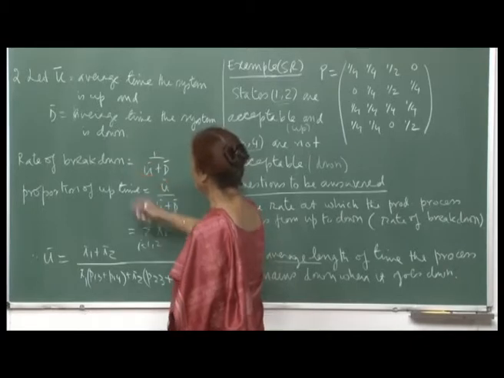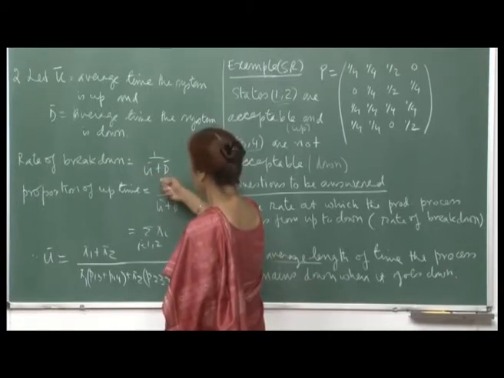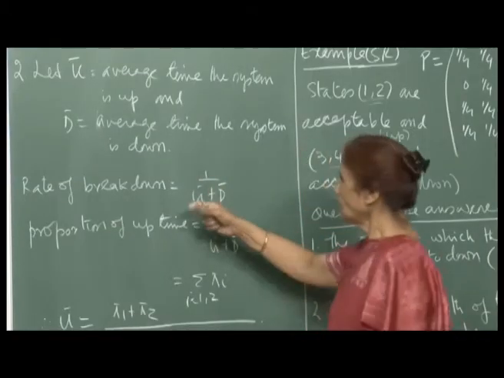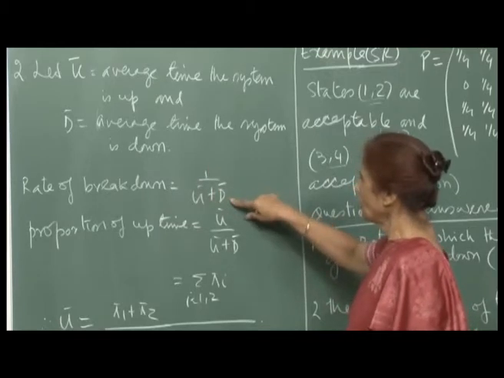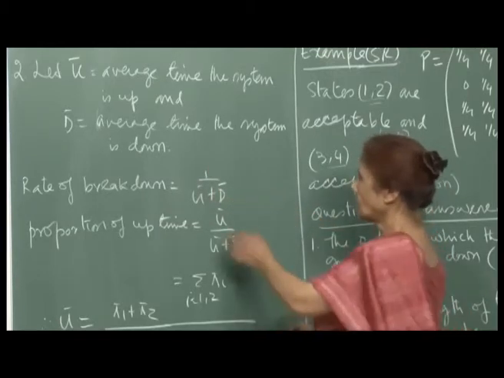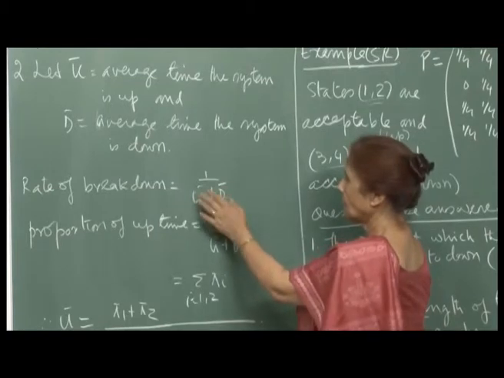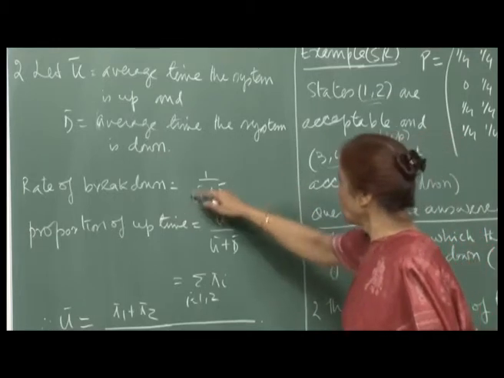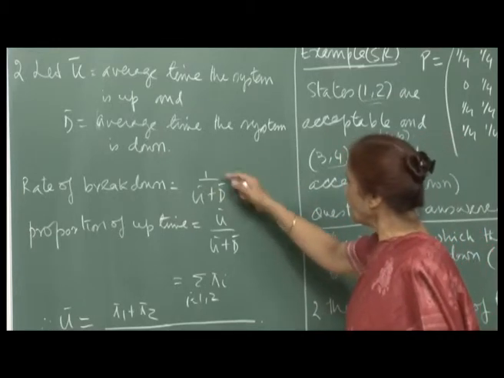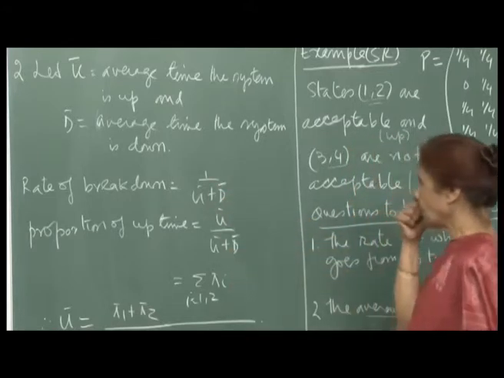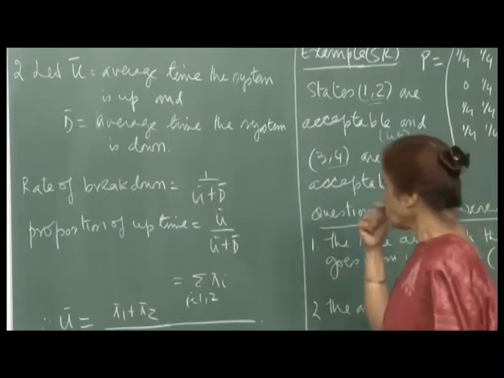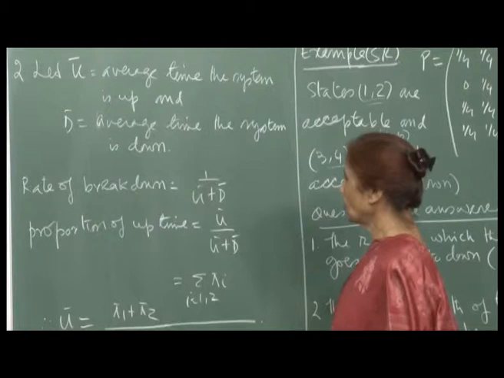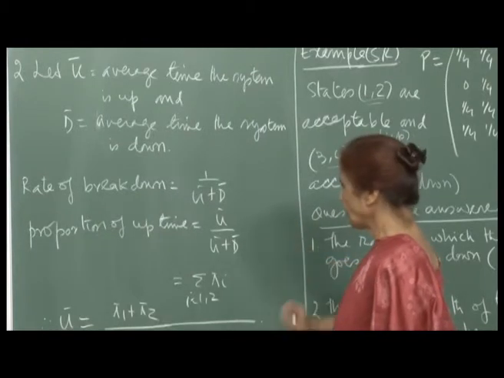This is the idea. So, rate of breakdown is 1 upon u bar plus d bar, because this is the average time it is up and the average time it is down. So, one breakdown at the rate of 1 upon u bar plus d bar, right, because this is the total average time when it is up and then down. So, one breakdown for this much period, and therefore the rate is 1 upon u bar plus d bar, right. So, the proportion of up time is u bar upon u bar plus d bar, and similarly you will define the proportion of down time as d bar upon u bar plus d bar, right.